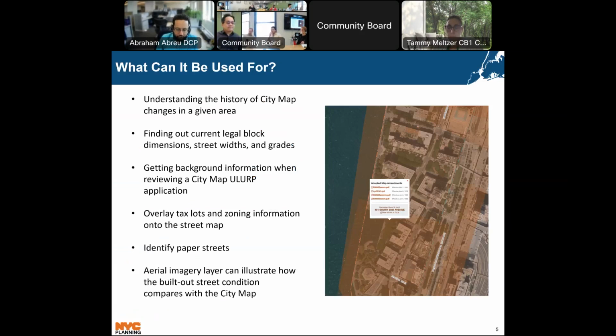You can identify paper streets, and you can turn on an aerial image layer that can help you see how the street lines mapped out on the city map actually coincide with what's out there in the real world, because sometimes they don't line up the way you might think they would intuitively. This is just a screenshot of zooming in on 401 South End Avenue and showing all the maps that we have for that. I'll show you how to do that in a minute.